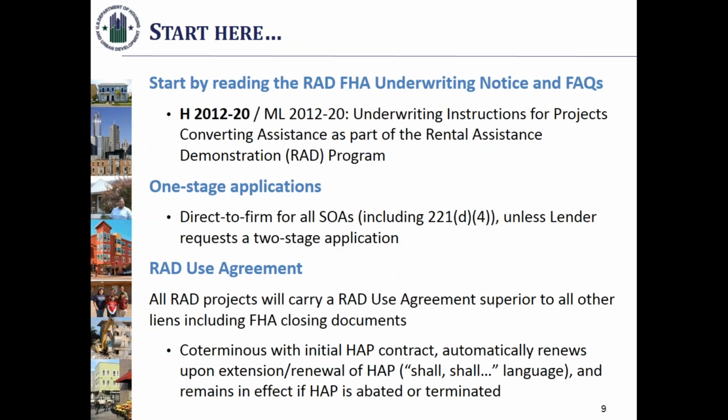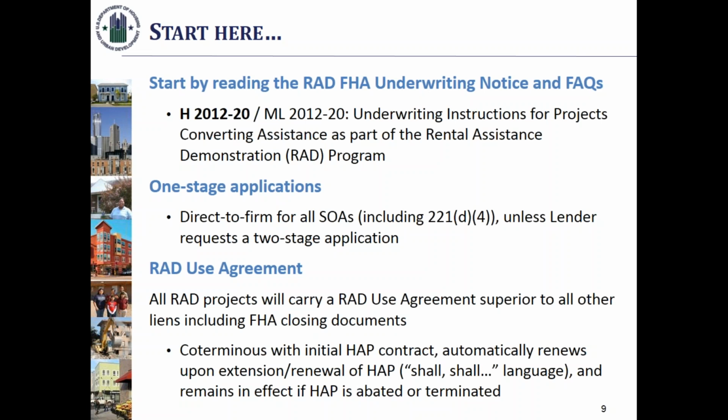But where you should start is by reading the RAD FHA underwriting notice. If you didn't know about it, it's Housing Notice 2012-20, which came out in calendar year 2012. It's basically the notice that has all of the policy guidance for underwriting RAD deals. There's also a subsequent FAQ that I believe used to be available on the MAP homepage. I checked last week and I didn't see it there anymore, so we can circulate it after this training.